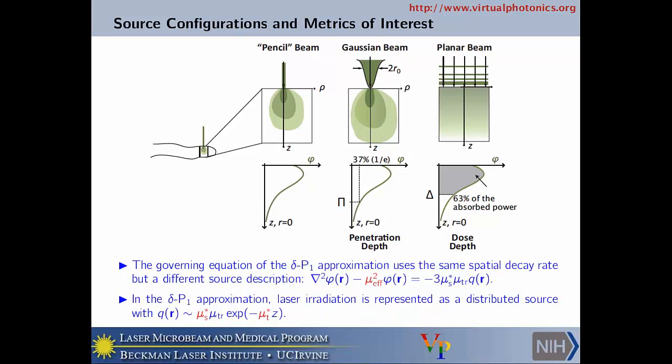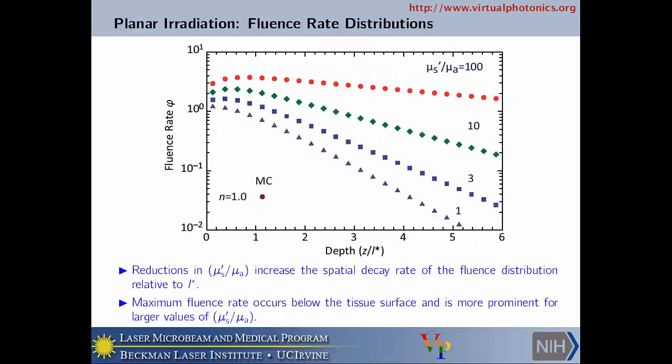In the delta P1, it's slightly different because we allow a lot of the light that stays within the standard deviation of the phase function not to get scattered, to continue directly forward. It's the light that is larger than this variance that scatters, and that gives rise to a different decay term, a mu T star, in your collimated beam. Okay, so now let's look at some results.